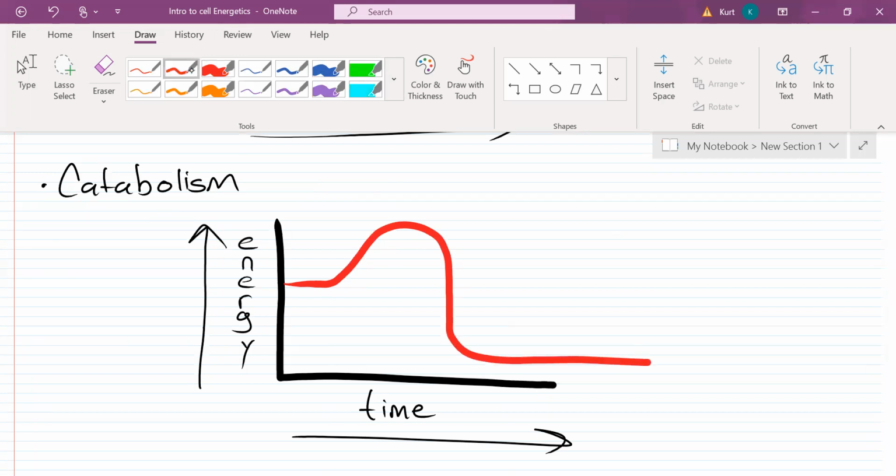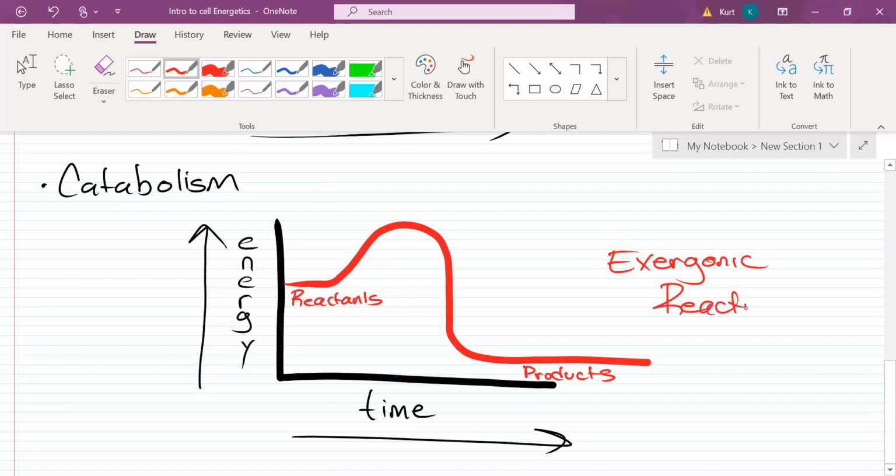It's the exact opposite. Your reactants have more energy than your products do. So in this case, Mark, is energy being lost or gained if your starting material has more energy than your ending material? Yeah, this is called an exergonic reaction. X means gone, whether it be exoskeleton, ex-boyfriend, ex-girlfriend, ex-wife, ex-husband, whatever. It's gone. It's left. It's outside.